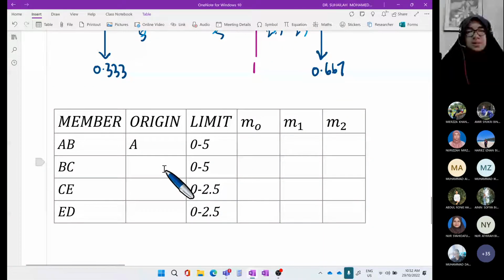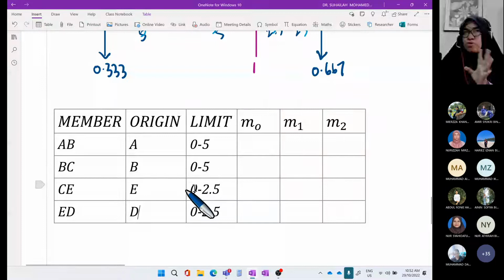B. Okay, sama juga CE ni. CE kalau kita nak use, if we want to use 0 to 2.5 as the limit, kita kena pakai origin salah satu daripada C atau E. Okay, so let's say we choose E. Okay, and yang ni we choose D. Okay, E as origin sebab E adalah salah satu daripada C dengan E. So kita boleh pakai limit 0 to 2.5. Kalau origin yang kita pilih tak ada dalam BC ni, BC origin A limit bukan 0 to 5. CE origin A bukan limit 0 to 2.5. Limit dia lain ya.